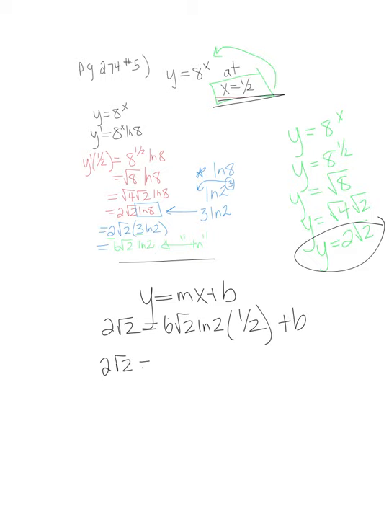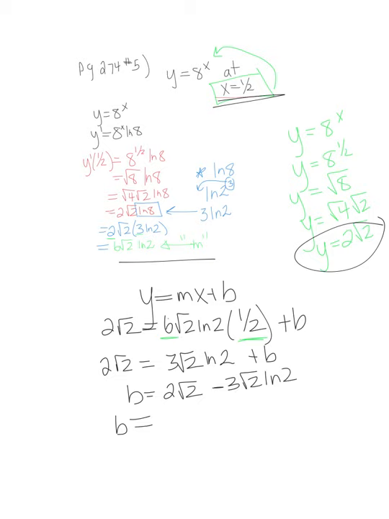So 2 root 2 is equal to, I'm going to multiply the 6 and the 1/2 together, and I'm going to get 3. So 3 root 2 ln of 2 plus b. And I can easily solve for b. So b is equal to 2 root 2 minus 3 root 2 ln of 2. And I can factor out a root 2. So I'm getting root 2 times 2 minus 3 ln of 2.